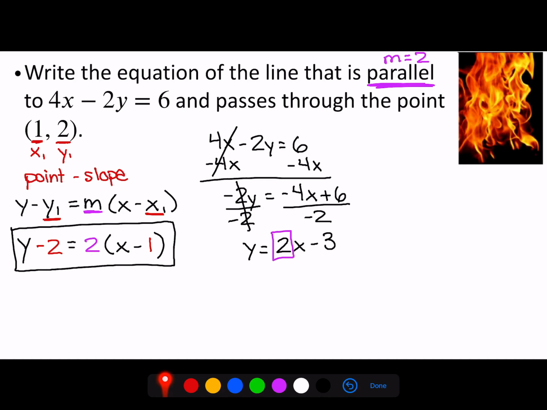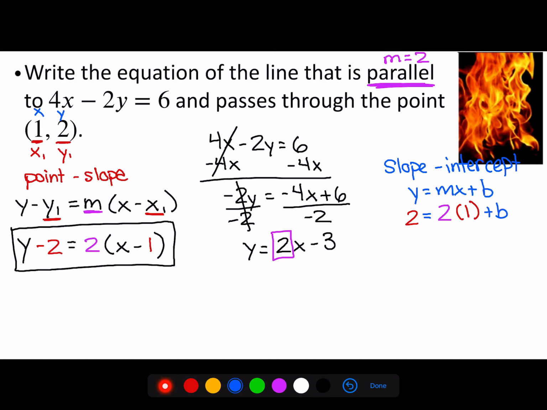Now if I want to write it in slope-intercept form, this is the one that you probably remember more from last year. That's y equals mx plus b. This time I'm going to plug in 1 for x, 2 for y, and I'm going to solve for b. So I now have y, which is 2, equals m, which is also 2, from right up here. It's still parallel, times x, which is 1, plus b.